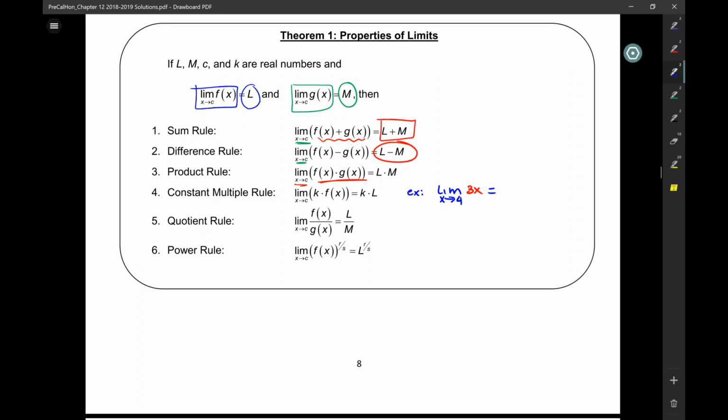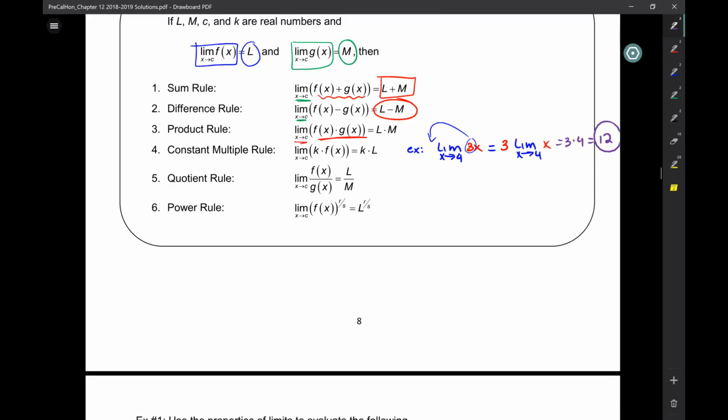Okay? Look at this one. I have 3 times x, right? What I can do is take out the 3. So now this is 3 times the limit as x approaches 4 of x. Right? Now let's hold back with the 3 for a minute. What does this give you? The limit as x approaches 4 of x. That's 4, right? So that's just going to be 3 times 4, 12.